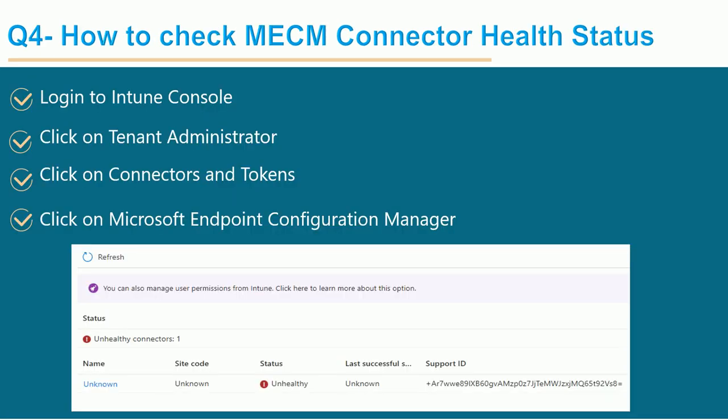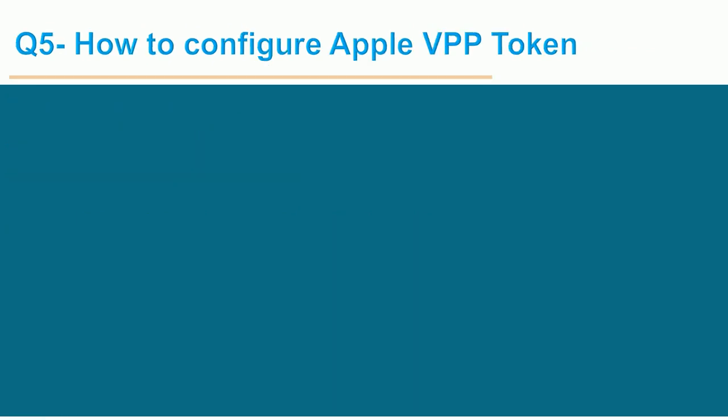Now let's go to the next question, how to check the MECM connector health status. This connector is used for co-management, when you are creating a co-management connection from MECM to Intune. And here it is showing unhealthy because my SCCM is not ready, and it was unknown because the SCCM was decommissioned. But you can see the name, site server, and the status once you have a healthy SCCM, MECM.